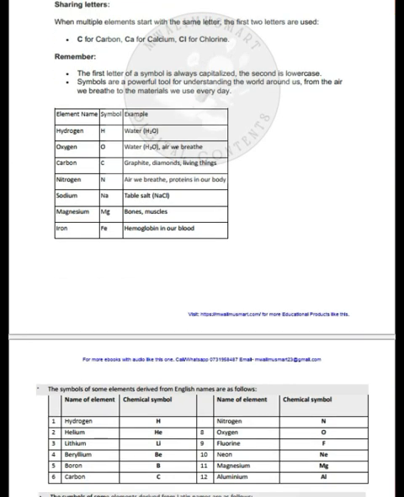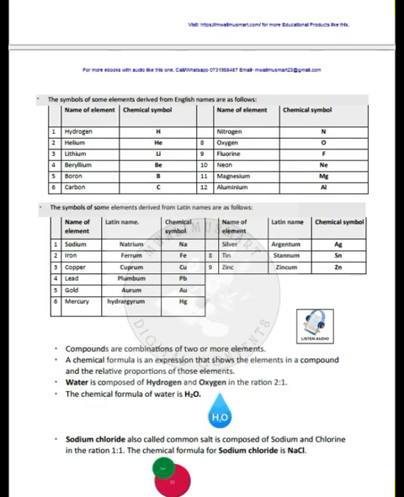Sharing letters. When multiple elements start with the same letter, the first two letters are used. C for carbon, Ca for calcium, Cl for chlorine. Remember, the first letter of a symbol is always capitalized, the second is lowercase. Symbols are a powerful tool for understanding the world around us, from the air we breathe to the materials we use every day. Bonus. Let's explore some common elements and their symbols.